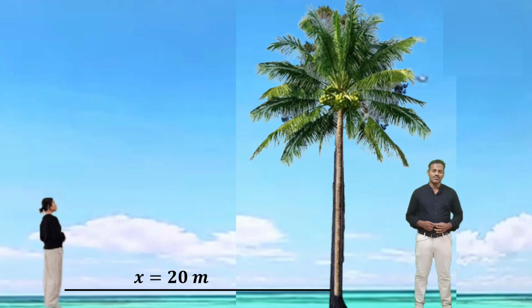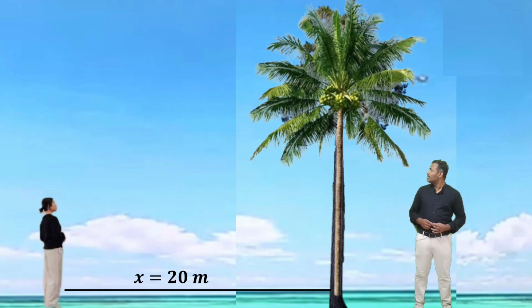Obviously, climbing the tree and measuring the height of the tree is quite difficult. But on the other hand, measuring the distance to the base of the tree is very easy. Just by walking, she can measure the distance. The distance to the base of the tree is, for example, x equal to 20 meters. So the horizontal distance we got is 20 meters, right?